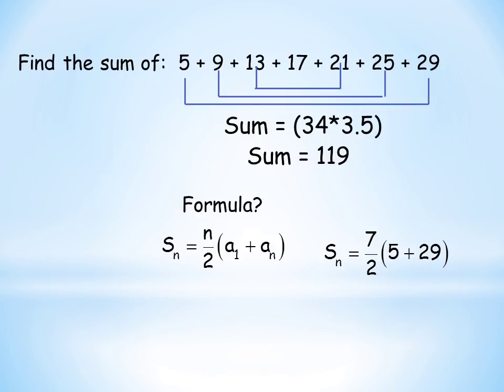So in this case, if I wanted to find the sum of this using the formula, I have 7 terms, so I would say 7 over 2. The first term is 5, so 5 plus the last term, which is 29. And of course, I'll also get 119.